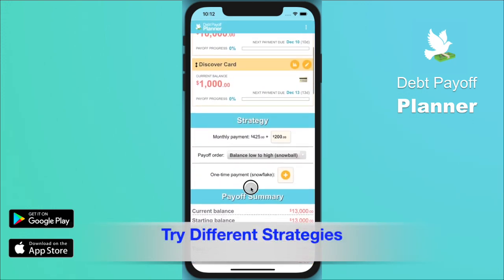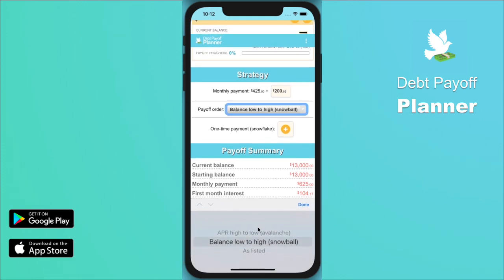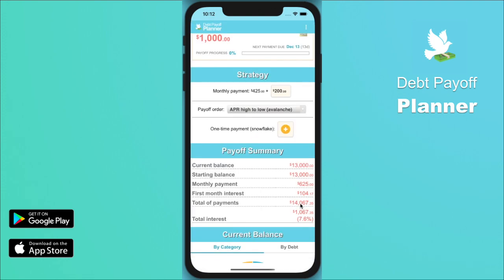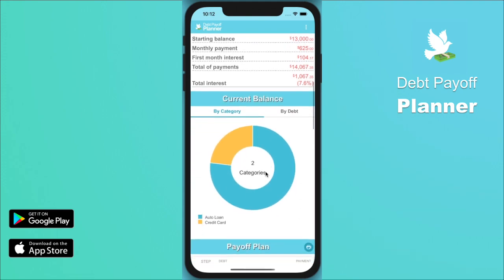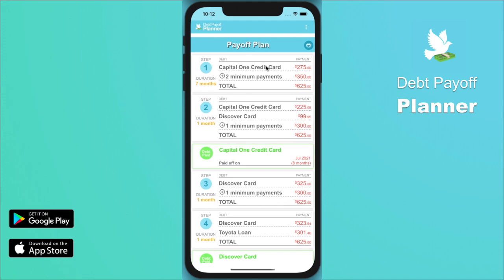So let's say we tried the debt avalanche. So with the debt avalanche method, we can go here to the payoff order and change it to avalanche. And so now it's going to prioritize the highest APR first. And the highest APR is the Capital One at 20%. So now you can see that instead of the Discover card being paid off first, it's the Capital One card. So we pay off the Capital One card for 7 months. And then on the 8th month, we pay it off and then roll over the payments to the Discover card, which has the next highest interest rate.